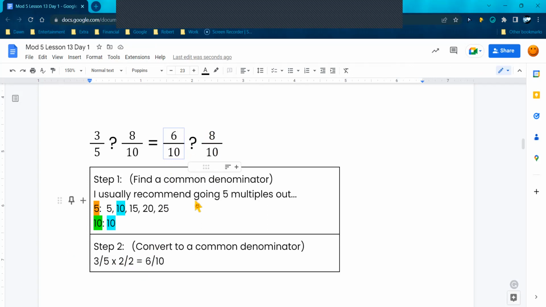Now I have to figure out which one's bigger. So is 6 bigger than 8? No. 8 is bigger, so we need to make sure that we say 6/10 is less than 8/10. Again, with this little alligator mouth, it needs to be pointed toward the bigger number. And because we know this, right here, 3/5 is less than 8/10. And we know that because 3/5 is equivalent to 6/10.